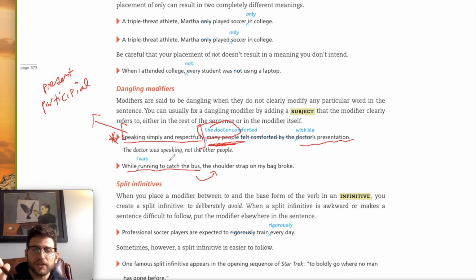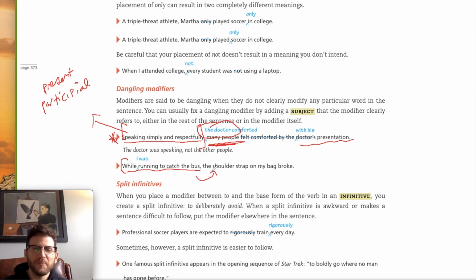You could also, as the book suggests here, add "while I was running to catch the bus." So you're inserting the subject right into the modifier itself. While I was running to catch the bus, the shoulder strap on my bag broke. So actually what you're doing by adding "while I was running," you're actually changing this participial phrase.